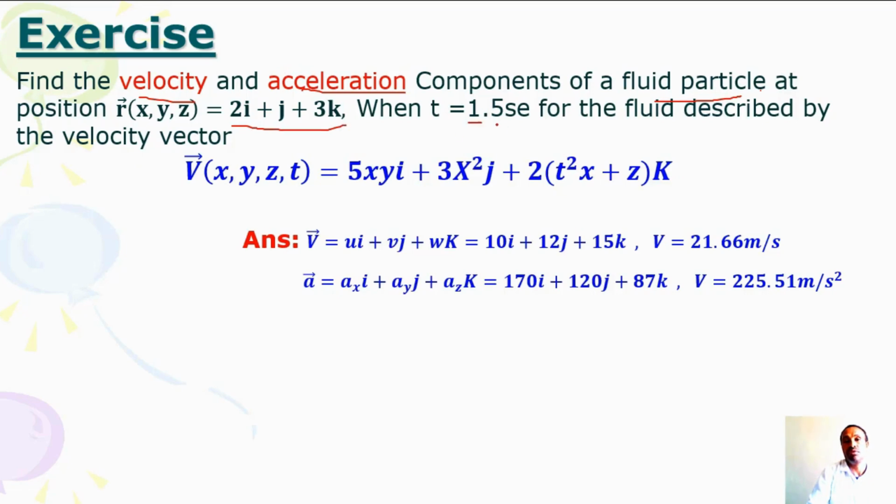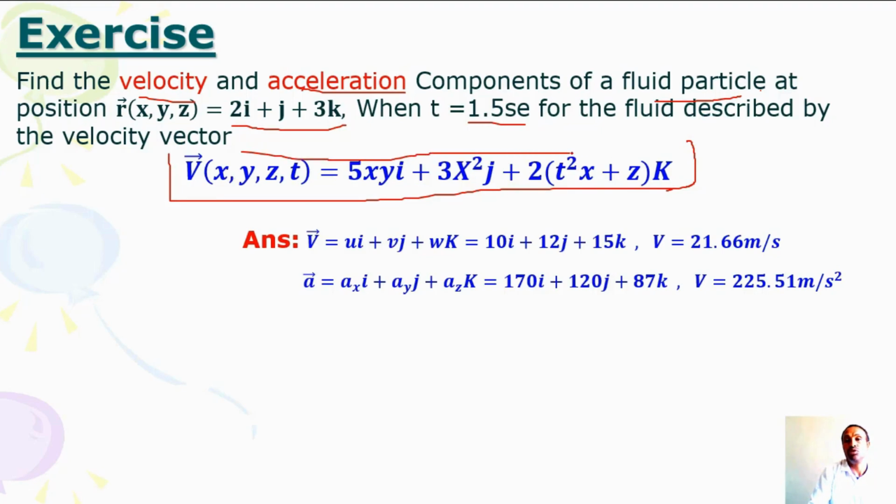So at t = 5 seconds, for the fluid described by this velocity vector given, you can just have velocity with coefficients: the u component, v component, and w component. So once you have this, then you can find the velocity and acceleration components.